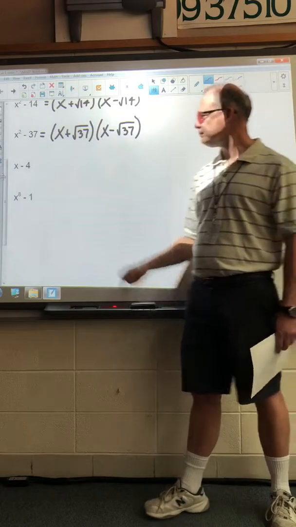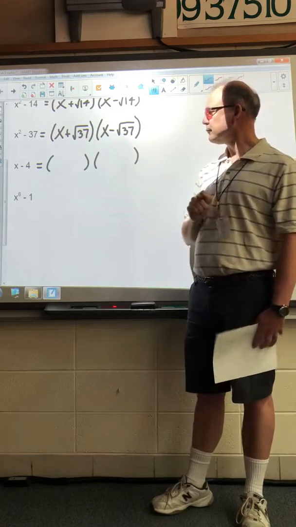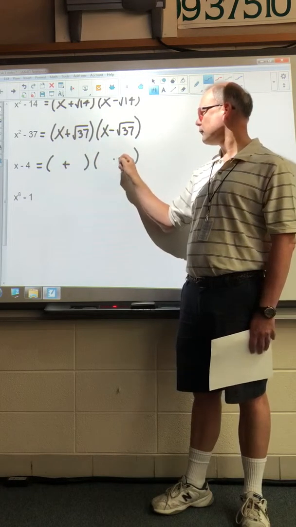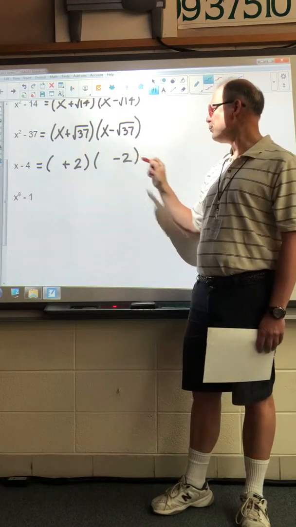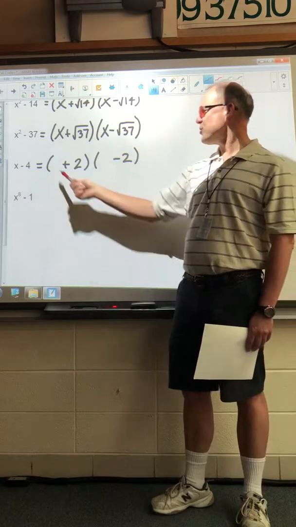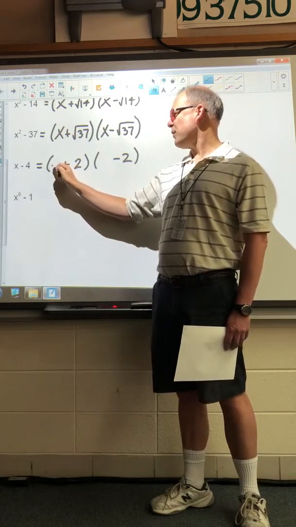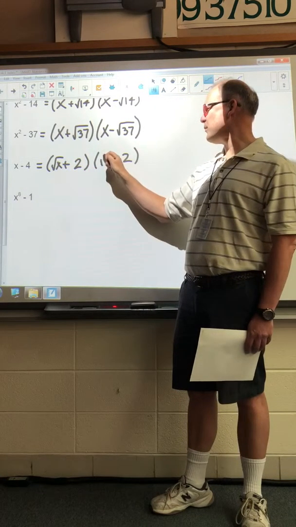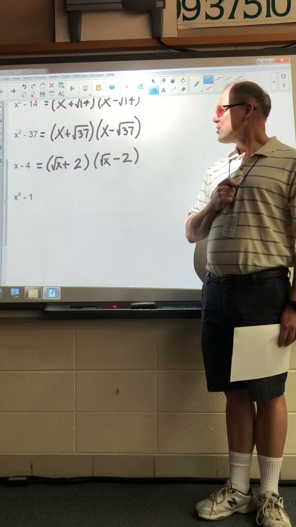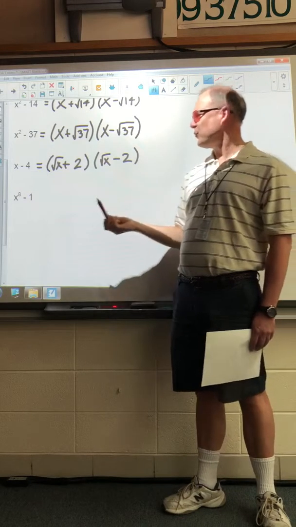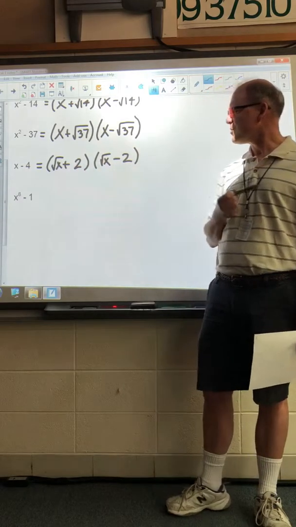Next one. So 4 is a perfect square, plus 2 minus 2. So these first terms would have to multiply together to be x. So if I multiply the square root of x times the square root of x, that would give me x, right? So there might be a problem or two you come across where it would be useful to factor this into these factors.